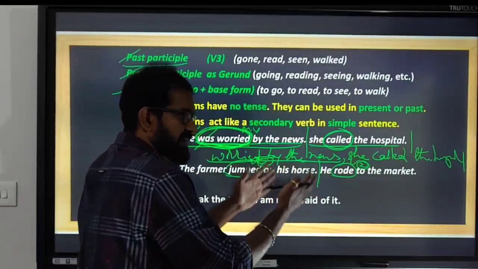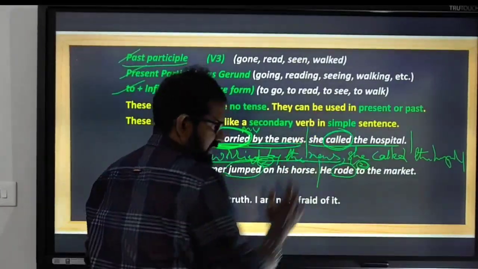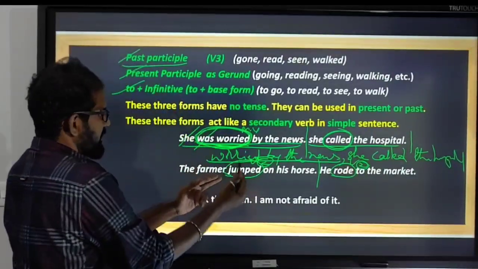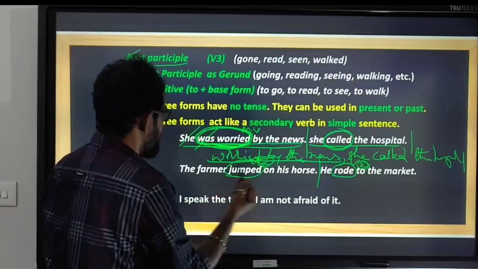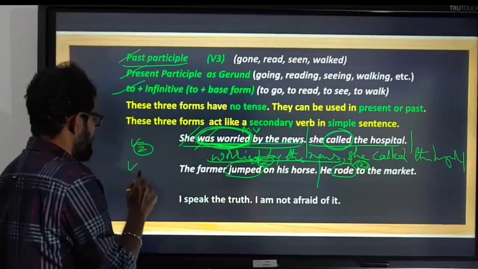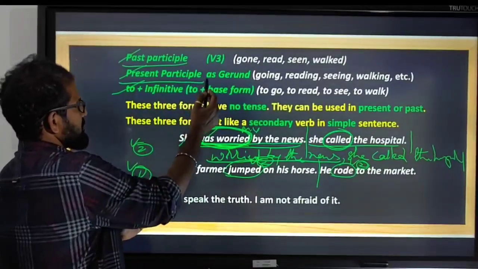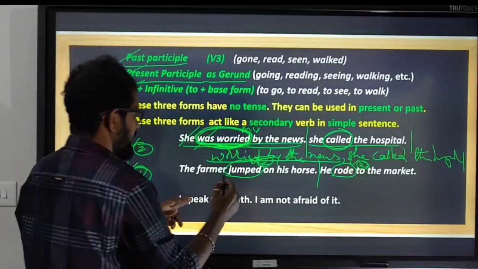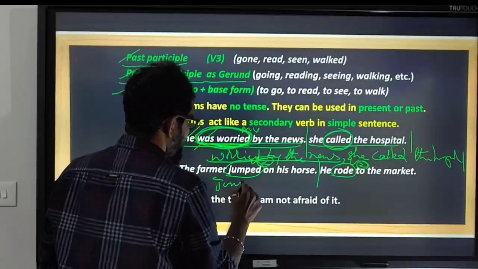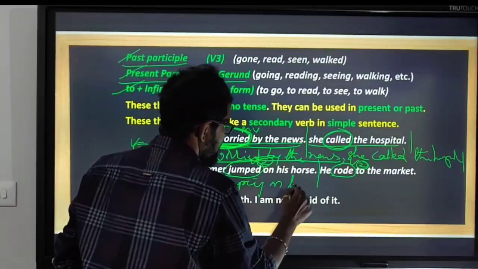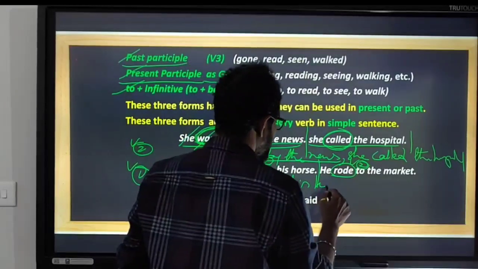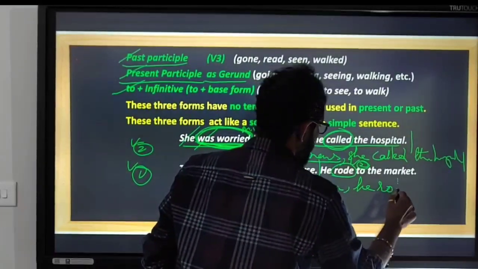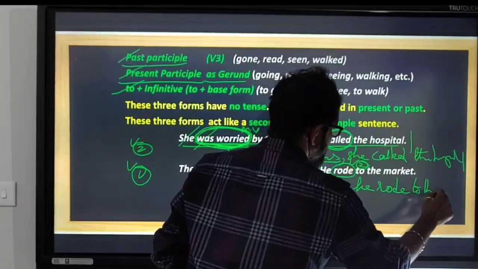We need only one main verb in order to make it a simple sentence. Now the other verb has to be changed. Here I am going to change this V2. If the verb is V2 or V1, we just make use of a present participle as a gerund. So we use gerund here. Then, jumping on his horse, he rode to the market.